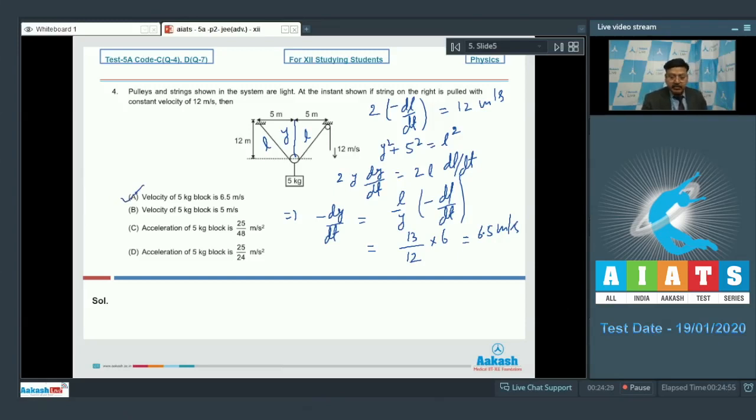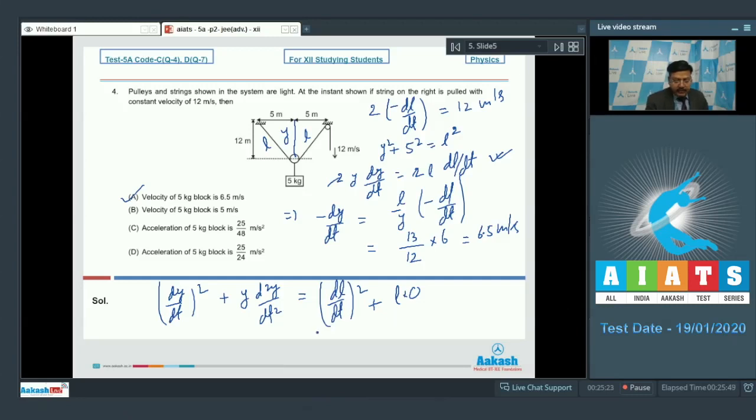Now we need to get the acceleration of the block, so we can differentiate this equation once again to find the expression for acceleration of the block. To do that we can strike off 2 on both sides, and then we apply the product rule. So dy by dt into dy by dt, that means dy by dt whole square, plus y into d2y by dt square, this term is going to give us the acceleration, is equal to again dl by dt whole square plus L into d2L by dt square, which is going to be equal to 0 because the string is pulled with constant velocity. That term is simply 0.